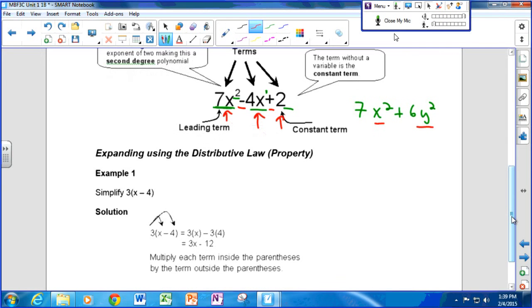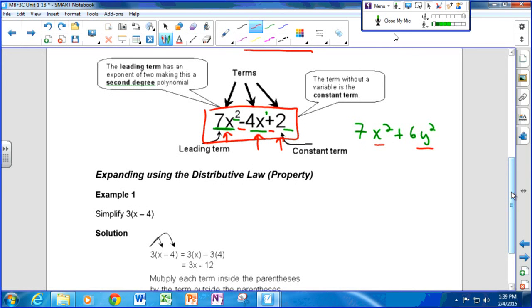Okay, so now we know what a polynomial expression is, and this polynomial expression is a different way of writing the equation of a parabola, right? In other words, if I did y equals 7x squared minus 4x plus 2, that's actually a parabola, but it's in a different format than the vertex form that we've been looking at.